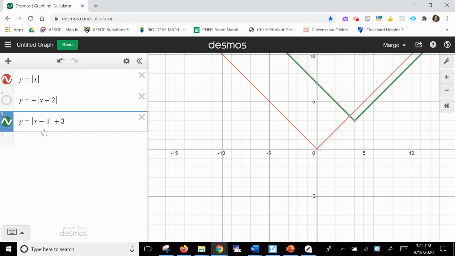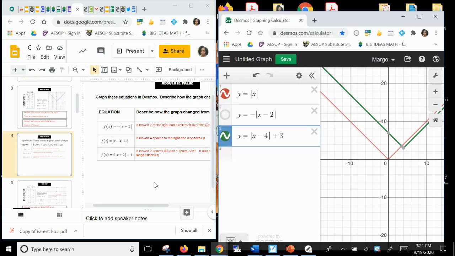See that? So the number with the x determines which way your graph moves, left or right. Minus 4 is to the right. If it said plus 4, it would have been to the left. The number outside of the bars tells you how much it moves up or down. So that plus 3 made the V go up 3 right there. Okay? All right. Next, let's see.